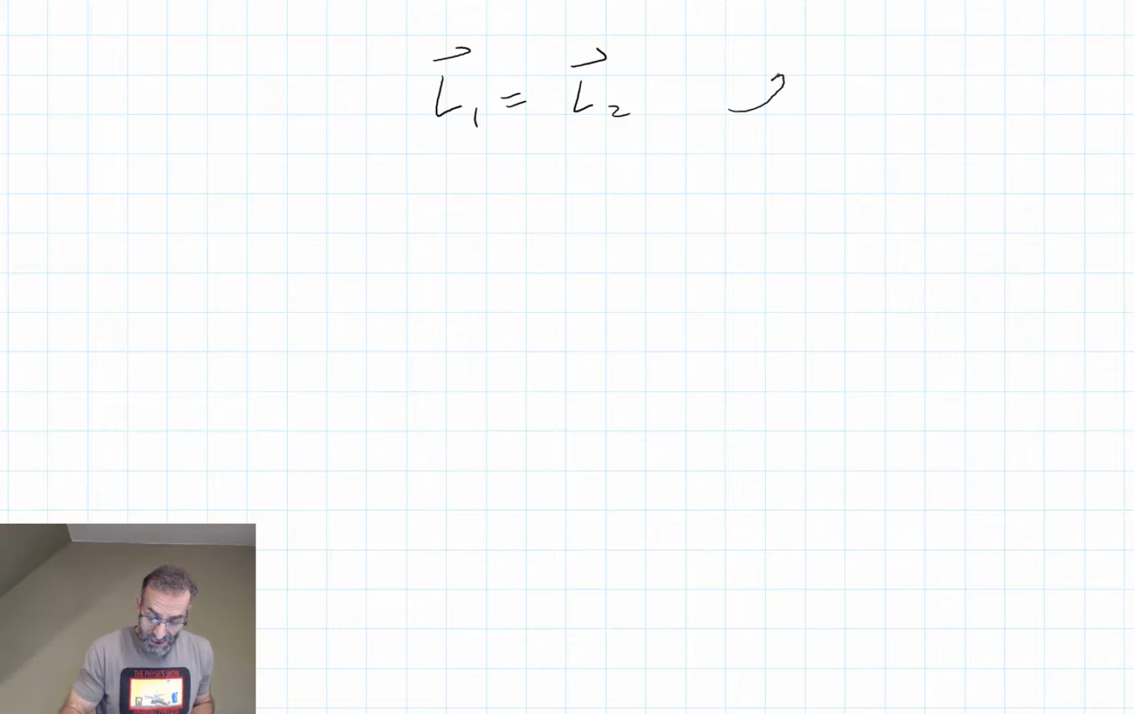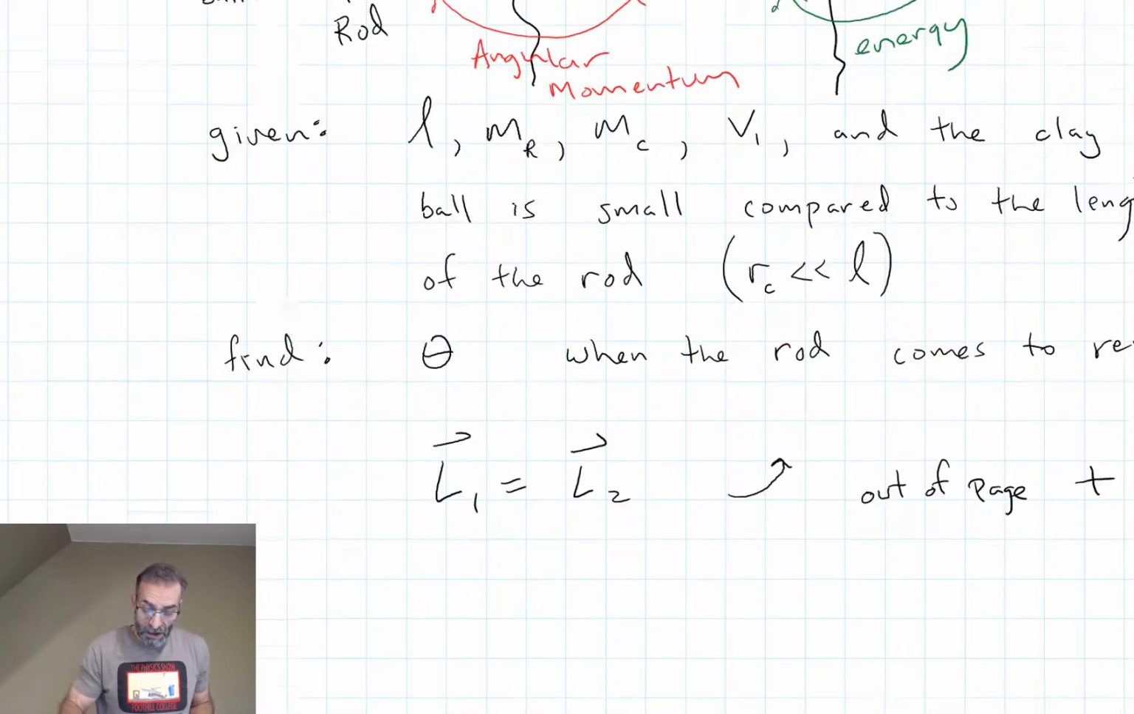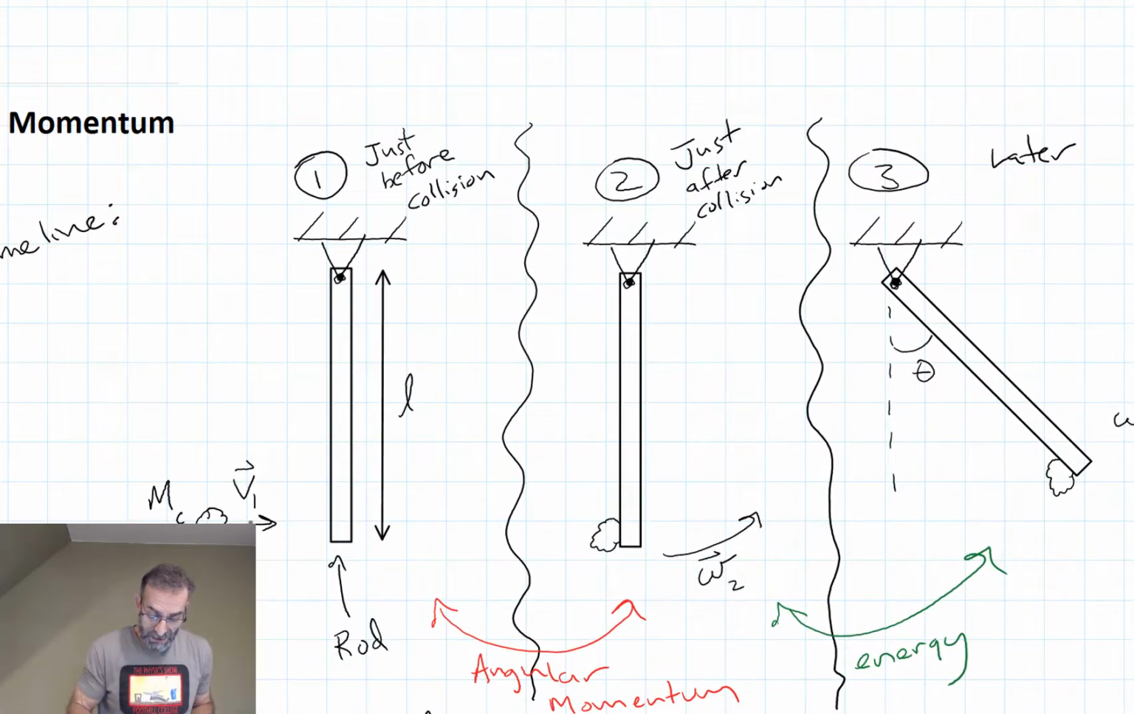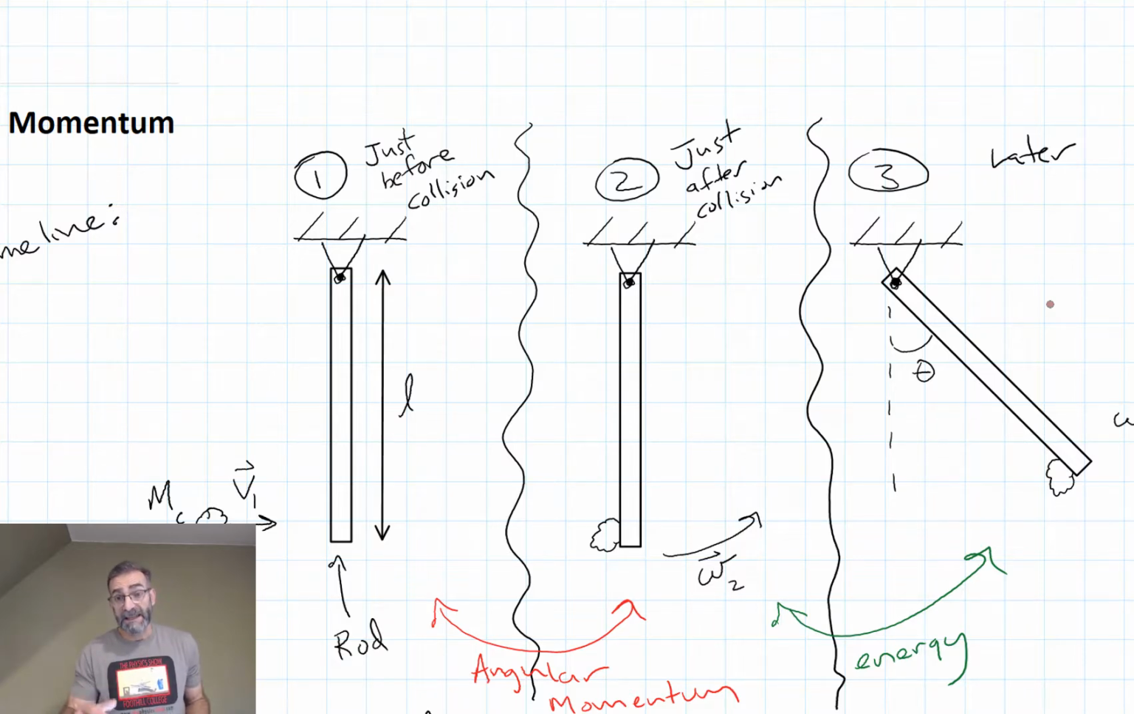I'm going to call counterclockwise, or to be more precise, out of the page, as my positive direction, because everything is moving in that direction. The clay ball is coming along, and if it strikes this rod, the rod's going to rotate in the counterclockwise direction, with an omega that points out of the page using our right hand rule. At the end, the rod is rotating counterclockwise, with an omega out of the page. So all of our angular momentum is positive.